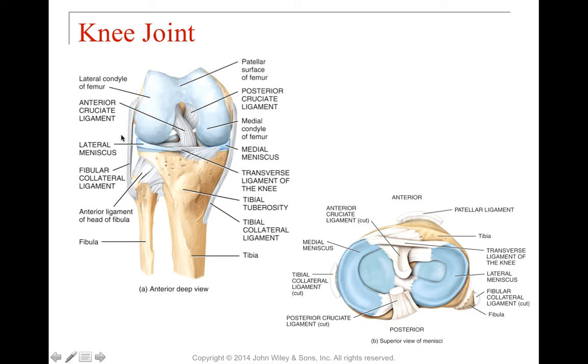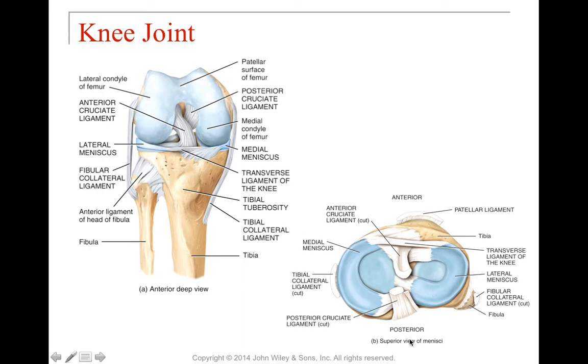The fibular collateral ligament connects to the femur, not to the tibia. And the anterior ligament at the head of the fibula connects to the tibia, to the tuberosity of the tibia. This here is the tibio-collateral ligament. Again, the collateral ligaments run around the outside and connect to the femur. So we have the femur connecting here to the fibula by the fibular collateral ligament, and the femur connecting on this side to the tibia by the tibial collateral ligament.